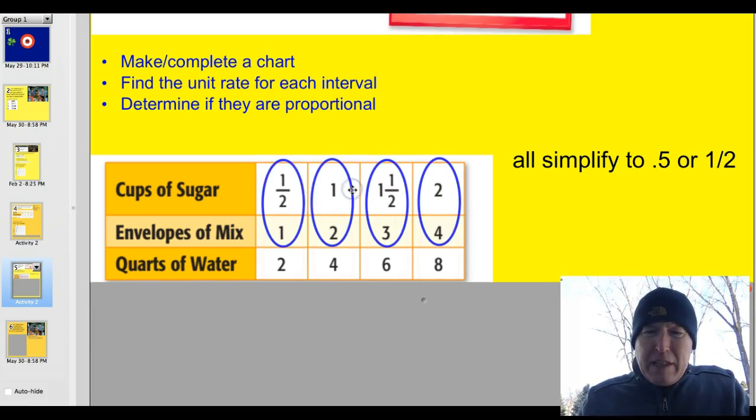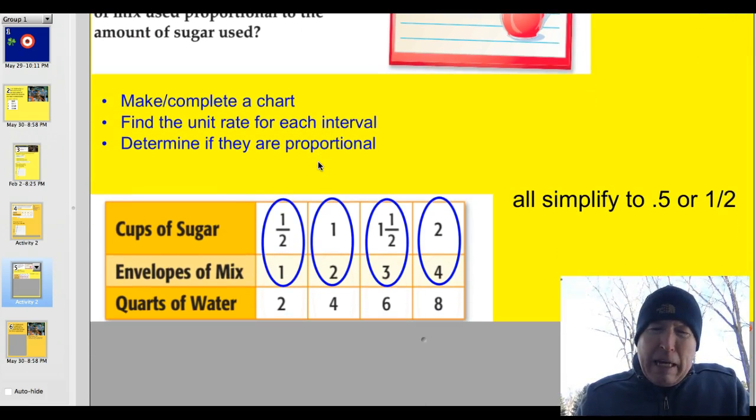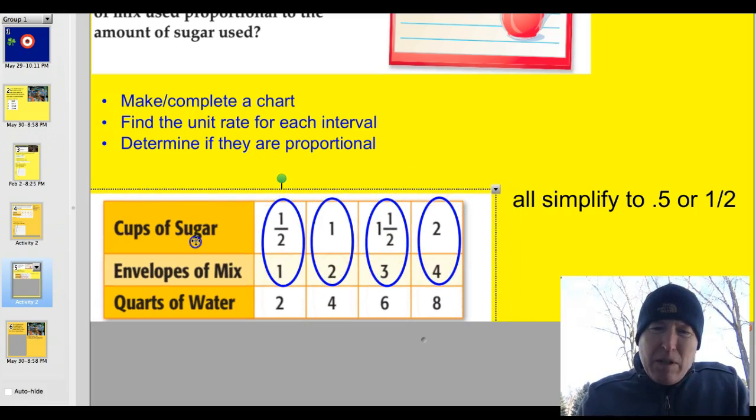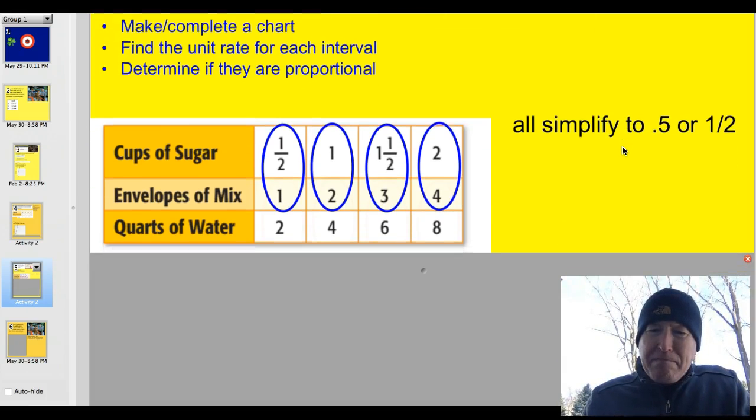Well, if I take a look at what they're really asking for here, is the amount of mix proportional to the amount of sugar used? Yeah, that's the wind picking up in the background. You'll see that it is. You got a half divided by 1. Sorry, I'm going to move that guy back. You got a half divided by 1. You've got 1 divided by 2, 1.5 divided by 3, and 2 divided by 4. These all simplify to 0.5 or 1/2.